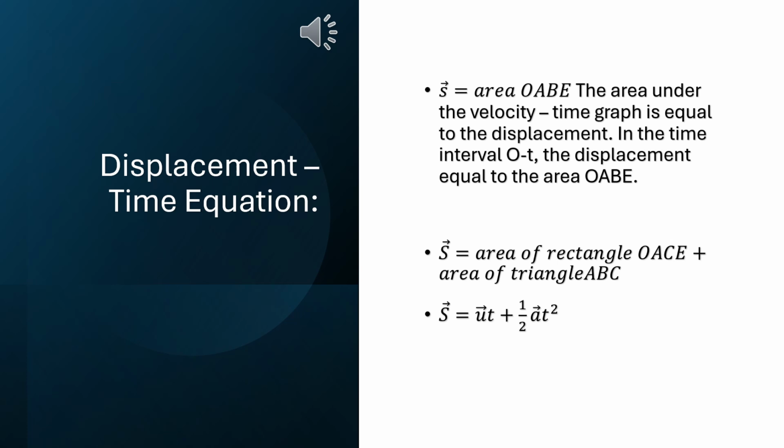Displacement time equation. S equals area OABE. From the above figure, the area under the velocity time graph is equal to the displacement. In the time interval OT, the displacement is equal to the area OABE. Displacement equals area of rectangle OACE plus area of triangle ABC. Displacement equals initial velocity multiplied by time plus 1 divided by 2 multiplied by acceleration multiplied by time square.